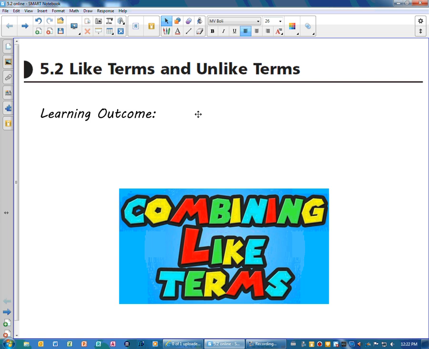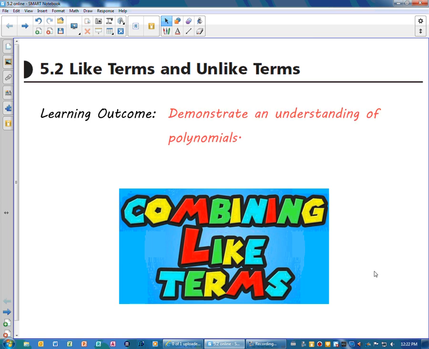Please write down today's learning outcome, again, to demonstrate an understanding of polynomials. So make sure that you're writing that down so that you can cross-reference that with what ends up with your assessment on Jupiter Grades. All right, so moving on.